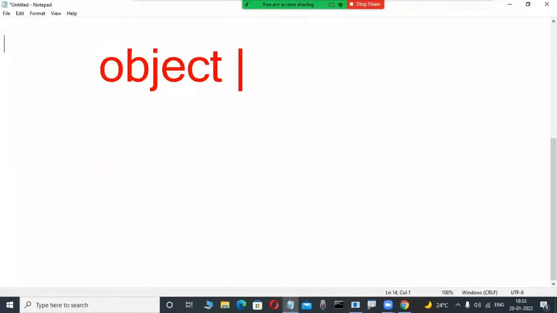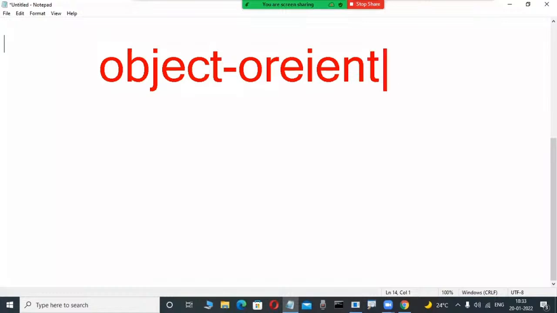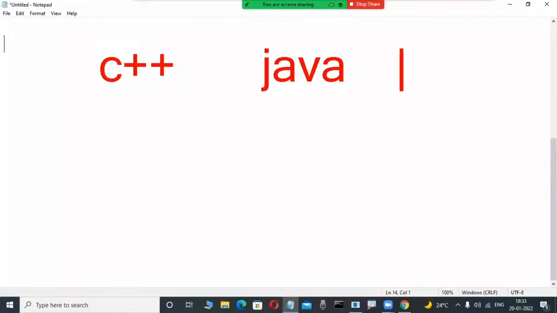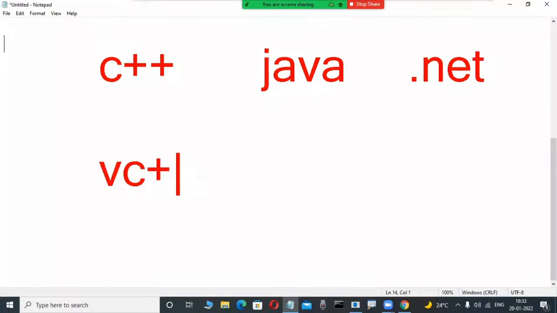Suppose there are so many object-oriented languages. A little bit of technical knowledge is there. Object-oriented languages exist worldwide, and maybe many of you have an idea. What are the object-oriented languages worldwide? C++ is an object-oriented language. Java is a popular object-oriented language. C# .NET is an object-oriented language. VC++ is an object-oriented language. That's why there are so many object-oriented languages.